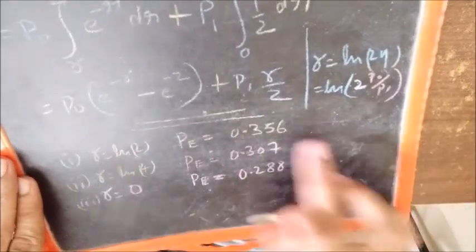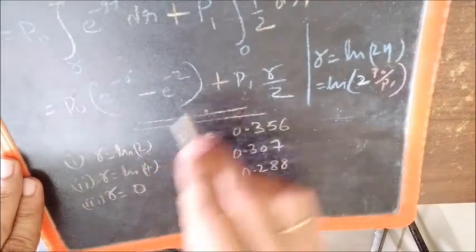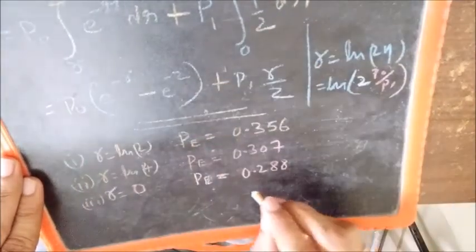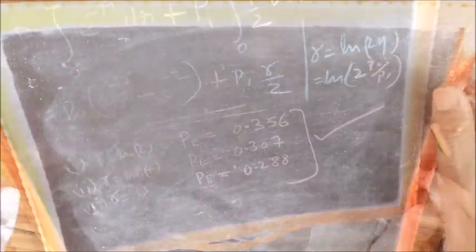So this number you verify, it is for you to do because you just have to substitute this gamma here with P naught and P1 as given in the statement of the problem. So this completes the solution of the second example.